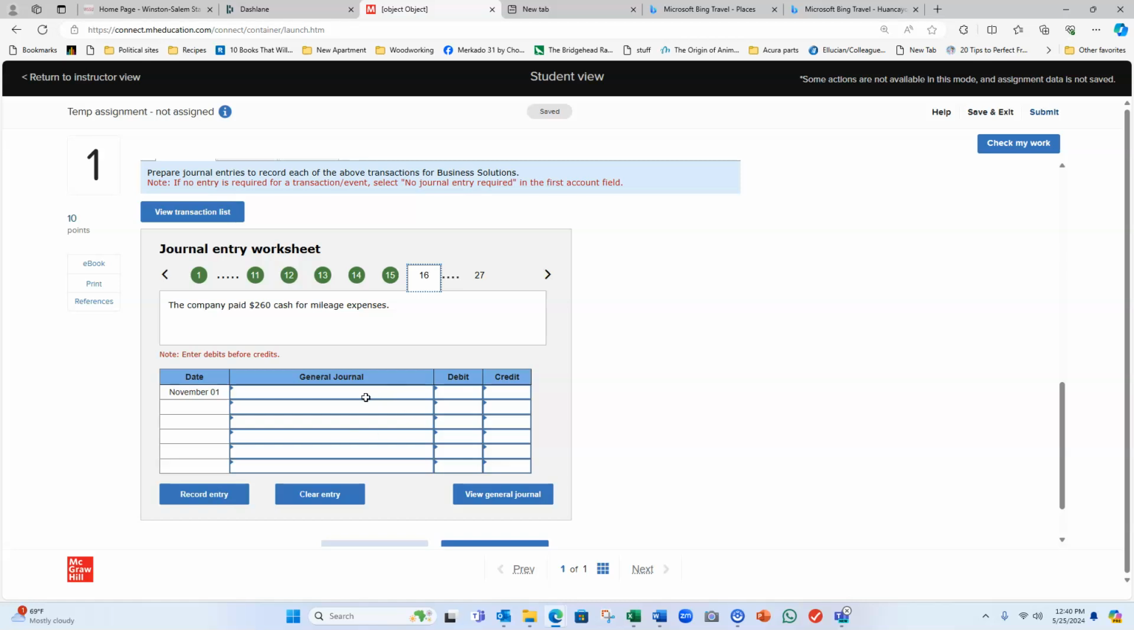Paid $260 cash for mileage expenses. Let's see if mileage is one of their expenses. Yes, it is. Debit the expense and credit cash.